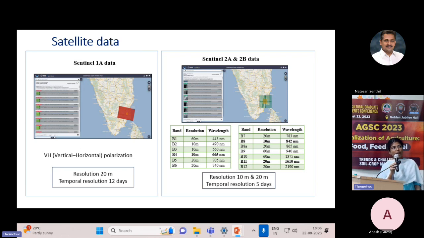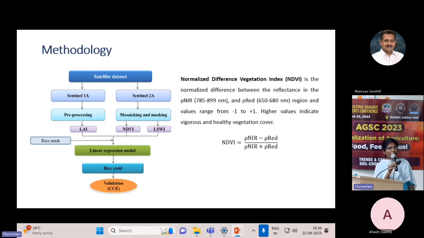Among that, I used band 4, band 8, and band 11. Band 4 is red, band 8 is near infrared, and band 11 is short wave infrared, with a temporal resolution of 5 days. Next.